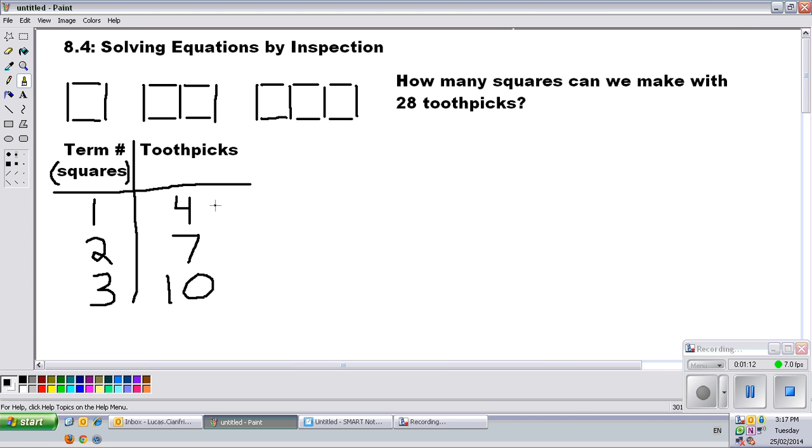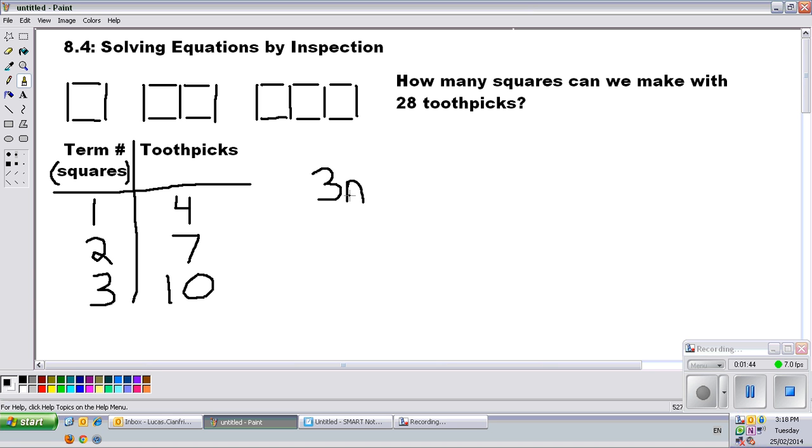If you look at the pattern in the amount of toothpicks, you'll notice that it increases by 3 each time. 4 plus 3 is 7, 7 plus 3 is 10. When you are creating an algebraic expression, the difference between the numbers, as long as it stays the same, becomes the number that you multiply your variable by. So we can start off with 3n.